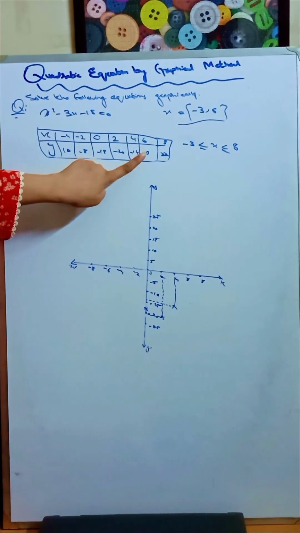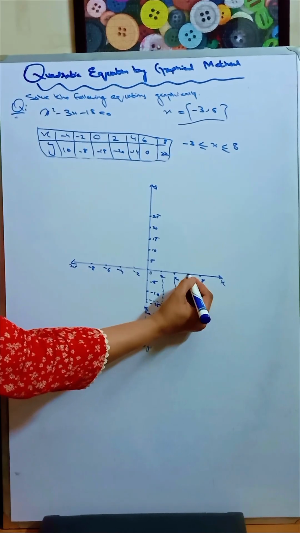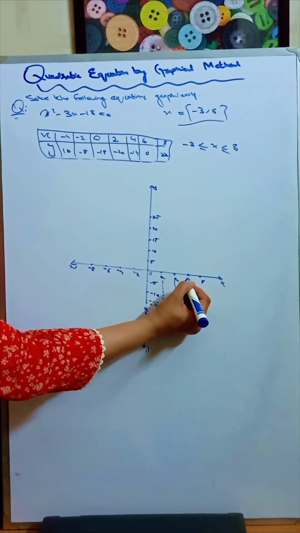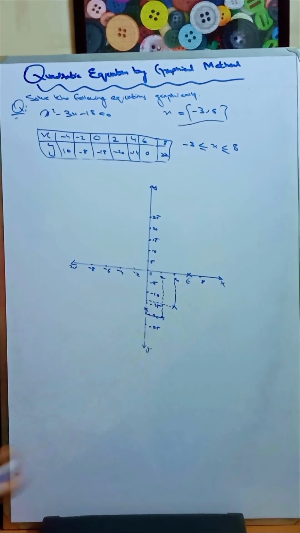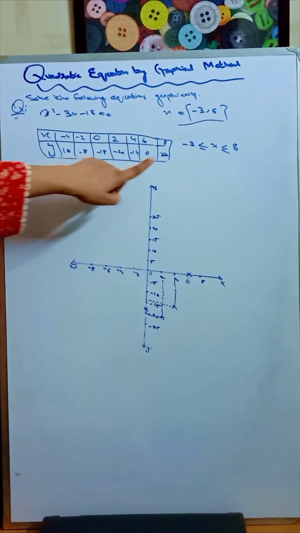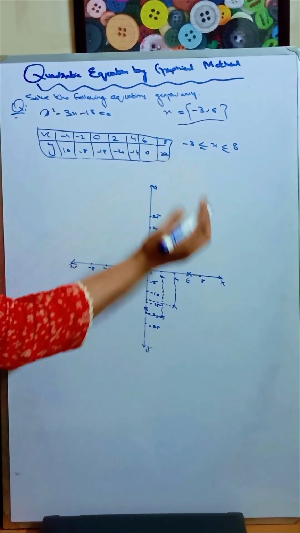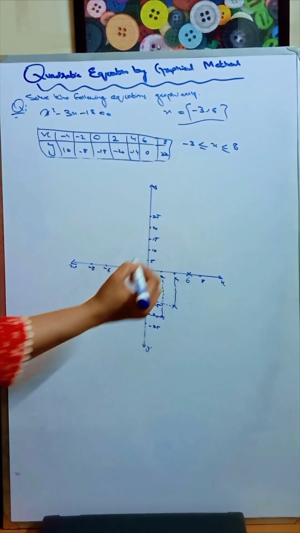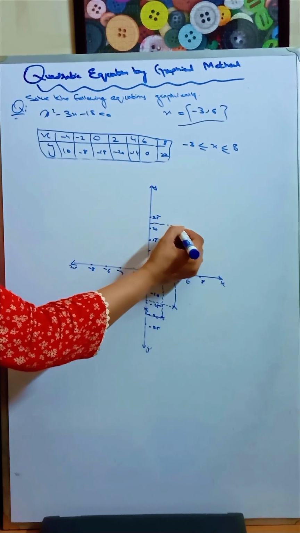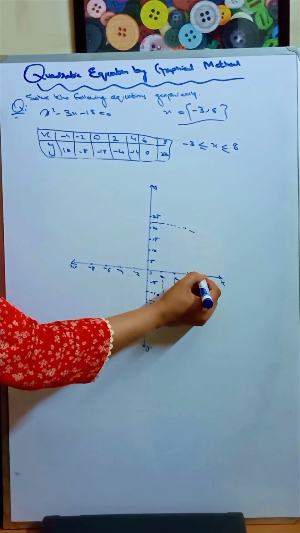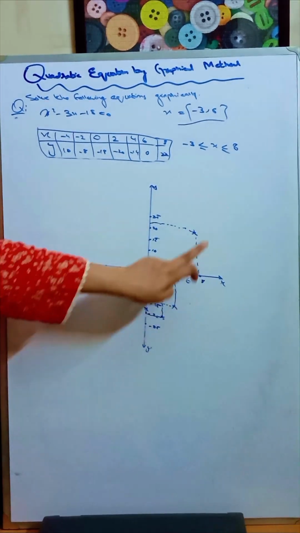Next, x is 6, y is 0. So at this point y is 0, and the next point must be here. Now x is 8, y is 22. That is positive, so it must lie between 20 and 25. So 22 must be here, with dotted lines. This is the point where x is 8 and y is 22.